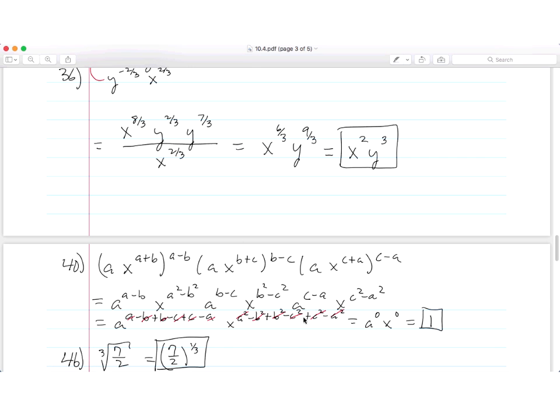So I have the same base a. I add exponents. The b's cancel. The c's cancel. The a's cancel. So I just get a to 0.